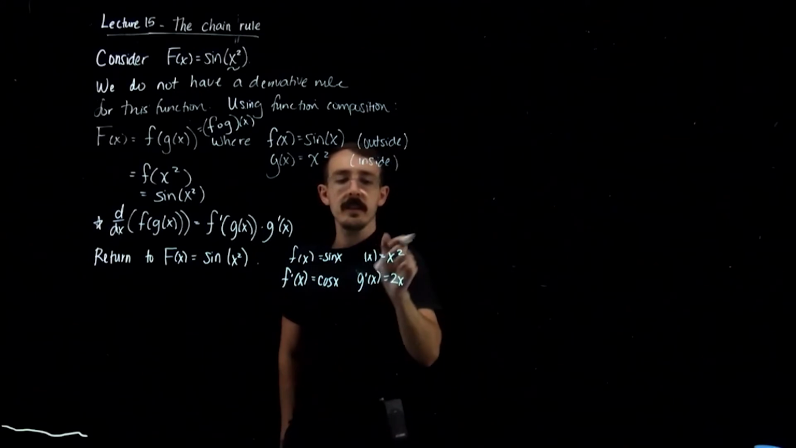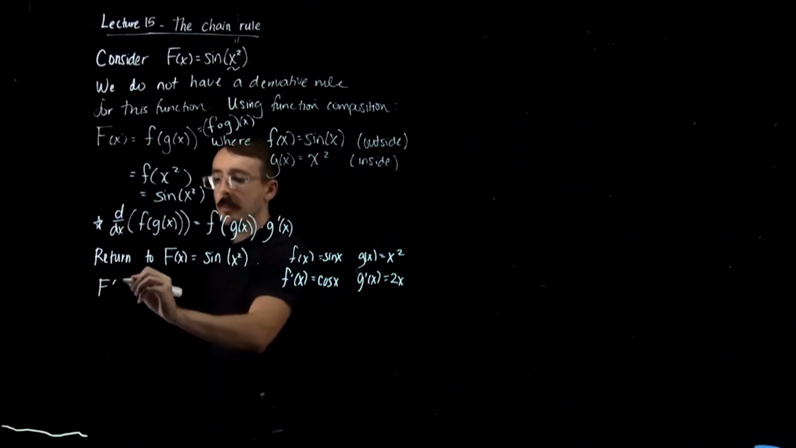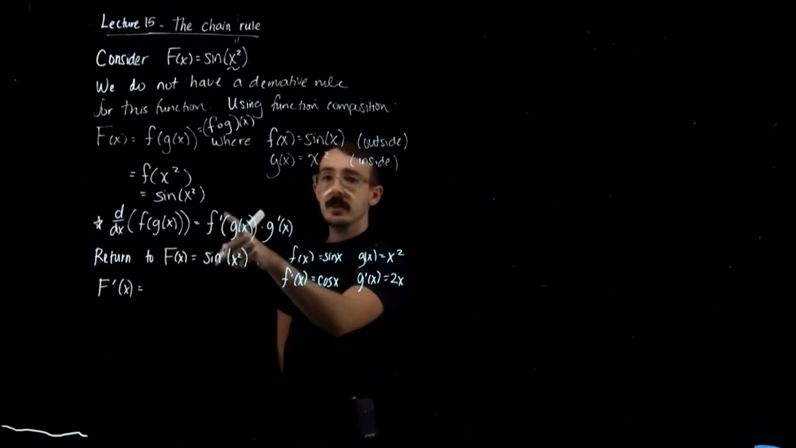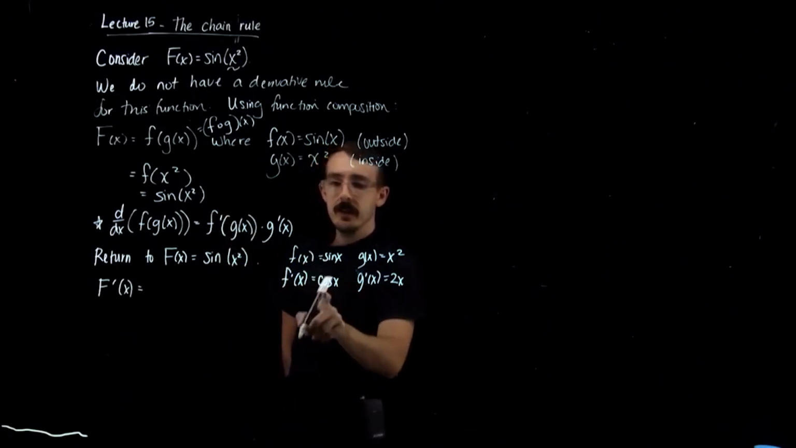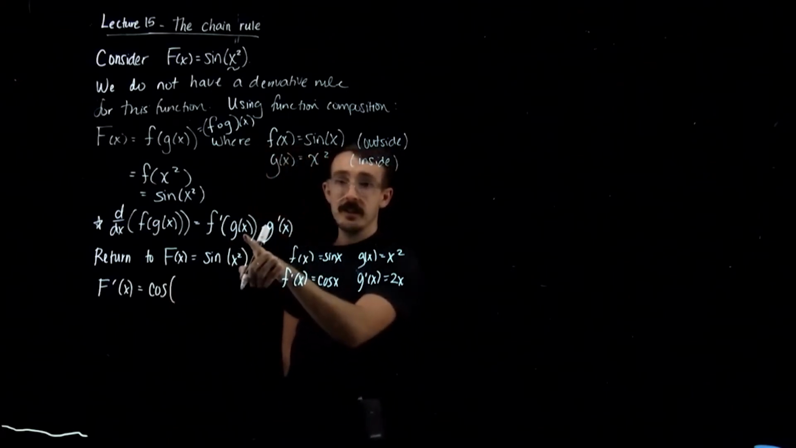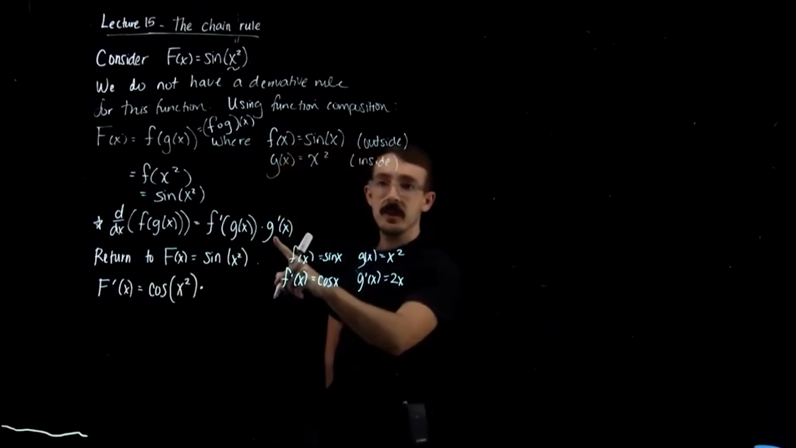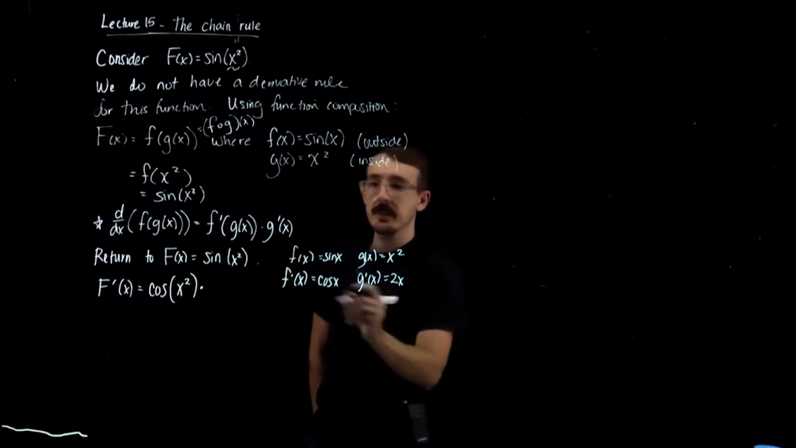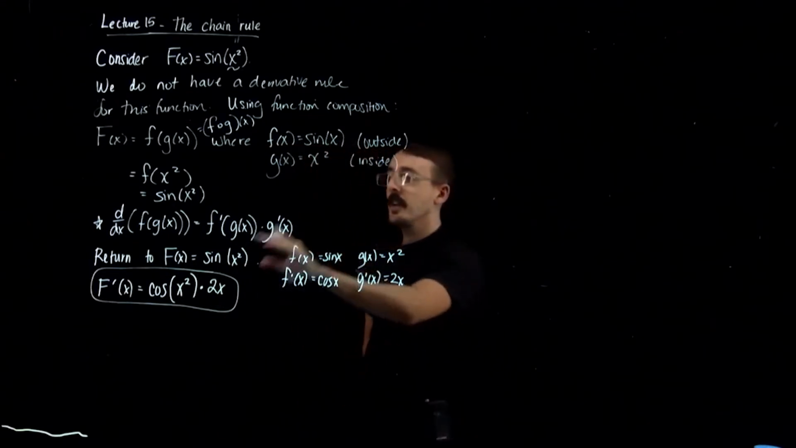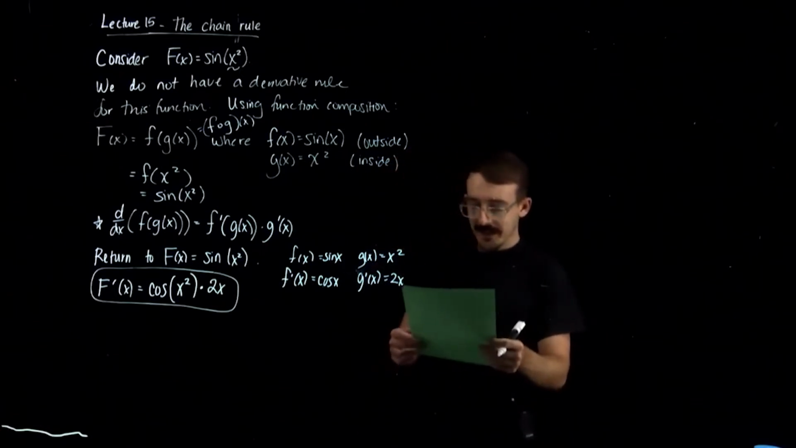OK, so let's go ahead and plug everything in now that we have all four of these. So f prime of x, the derivative of this function, I need the derivative of f. So this is going to be cosine, evaluated though at g of x. So g of x is x squared, times the derivative of the inner function here. So that's going to be 2x. So this is my derivative of sine of x squared. OK, so that's not too bad. Let's look at a different example.